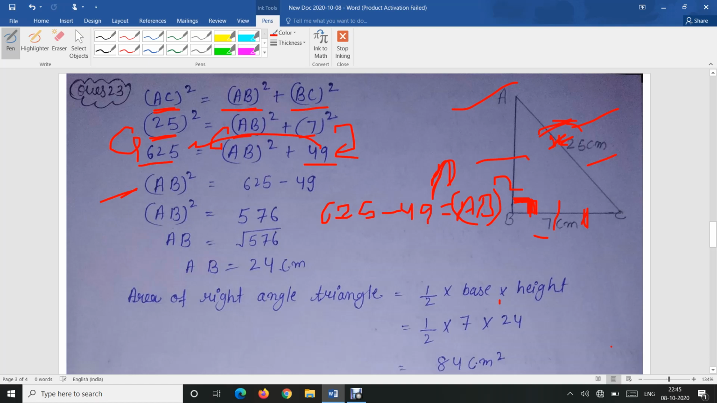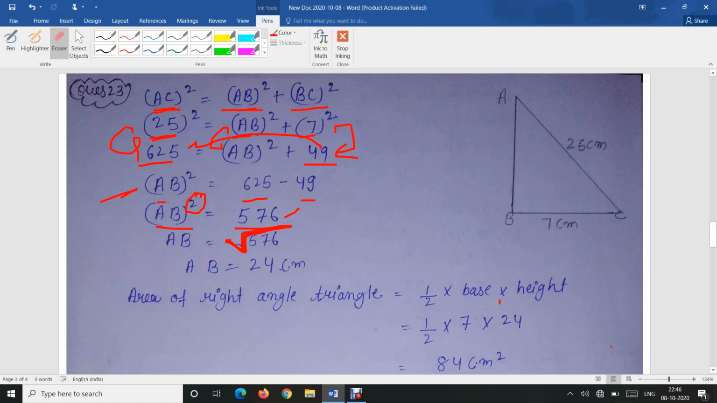AB square is equal to 625 minus 49. The thing will be the same. AB square is equal to 576. Now if you want to remove this square, then you have to take the square root. This is the sign of under square root. You have to take the square root of the value on the right hand side, which is 576. Now you have to find the square root of 576.